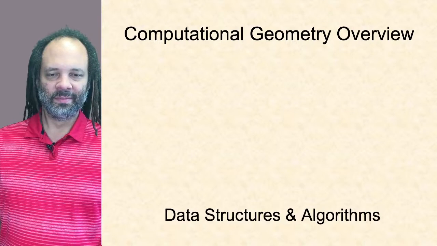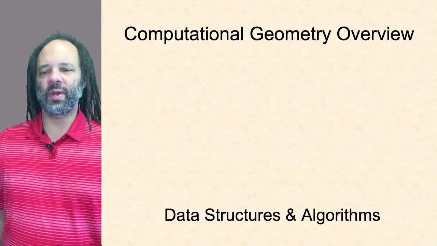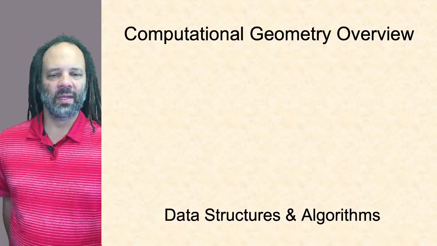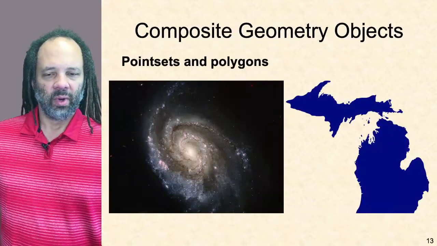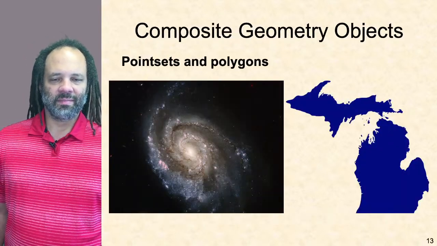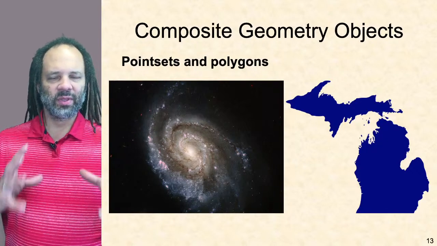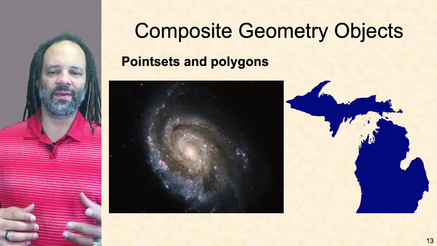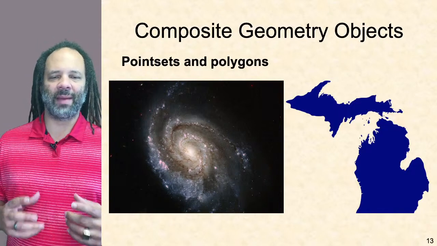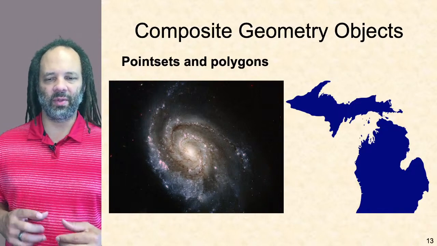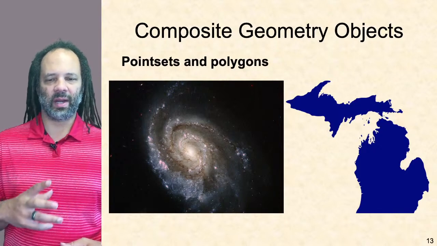All right. So that's the overview. We'll talk about a couple more topics. Up next, we're going to talk about points and lines. But as we look at how I think of these composite geometry objects, there's a couple of ways that I can do this. Here, the examples are a point set.